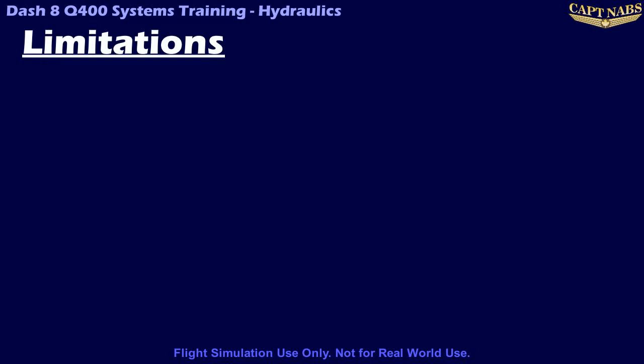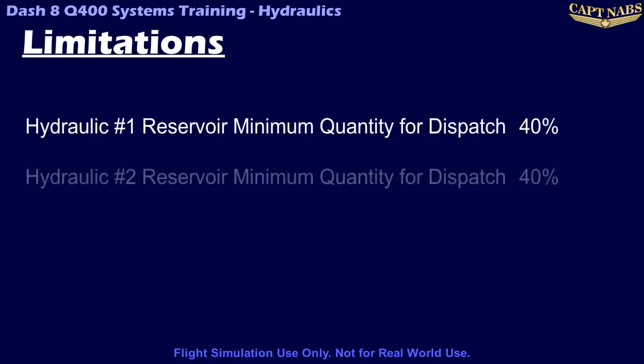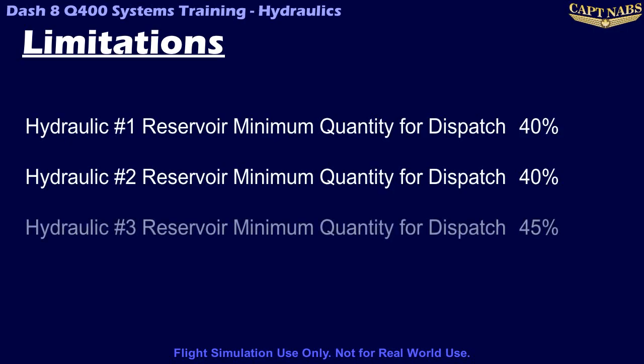Strictly speaking, there are no operational limitations associated with the hydraulic system on the Dash 8. However, there are a few dispatch requirements you should be aware of. Prior to dispatch, the minimum level of fluid in the number 1 and number 2 hydraulic system reservoirs is 40%, while for the number 3 system it is 45%.